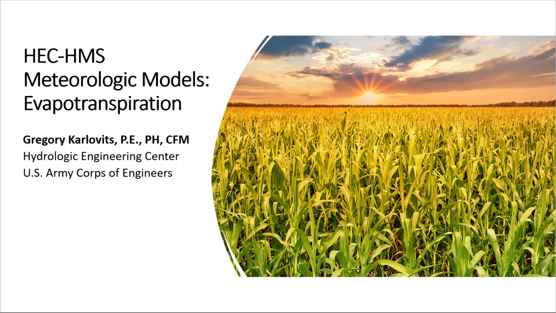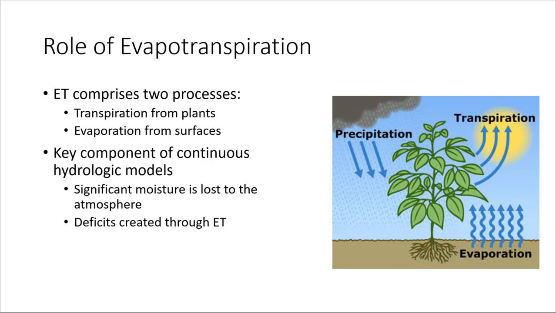In this video, I'll provide a brief overview of evapotranspiration modeling in HEC-HMS. A good continuous hydrologic model requires evapotranspiration modeling, especially for multi-year simulations. ET removes water from the soil and transmits it to the atmosphere, which can create a moisture deficit prior to flood events that reduces or eliminates direct runoff early during a precipitation event. HMS can simulate surface evaporation, plant canopy evaporation, and plant transpiration.